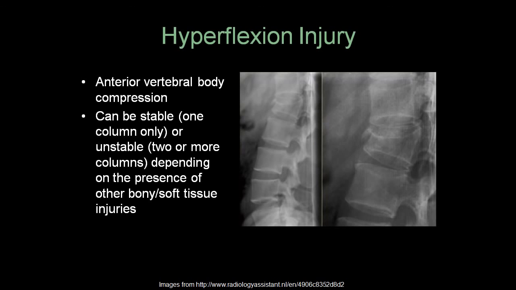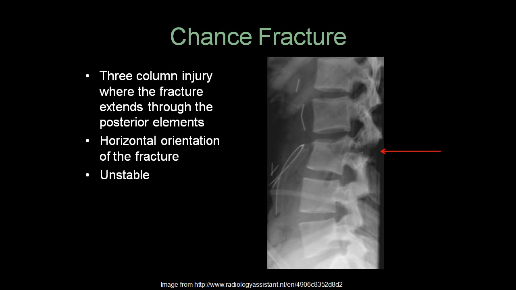With a hyperflexion injury, the anterior vertebral body is compressed. These can be stable if only one column is involved, or they can be unstable if two or more columns are involved. A chance fracture is a three-column injury where the fracture extends through the posterior elements. The fracture line has a horizontal orientation. This is of course considered unstable because it goes through all columns.